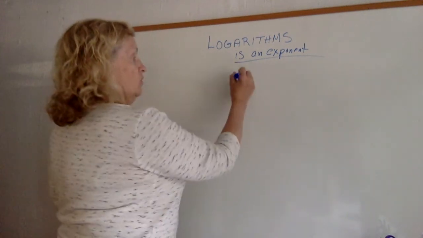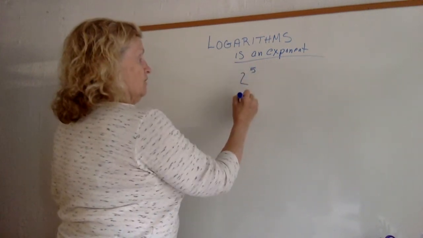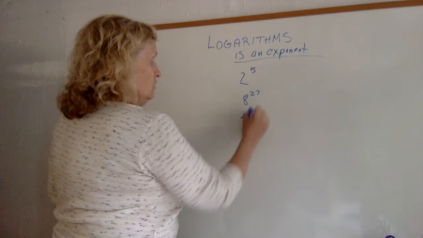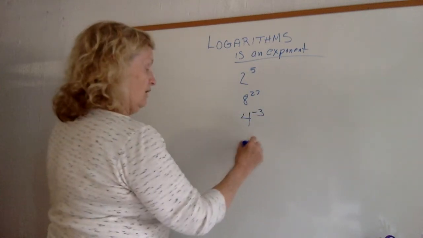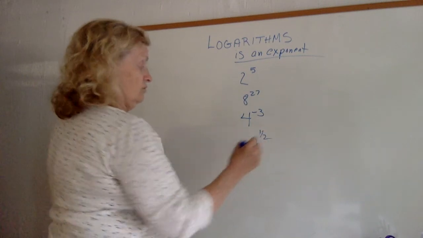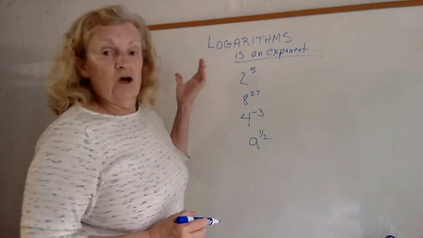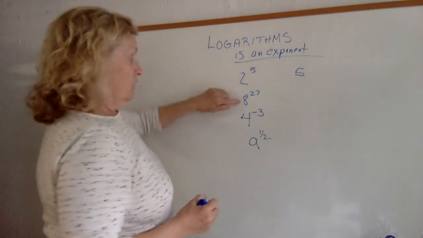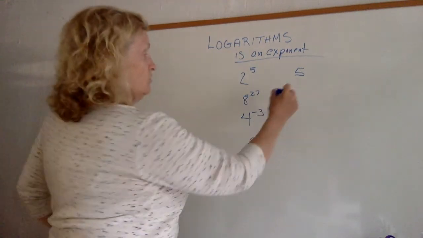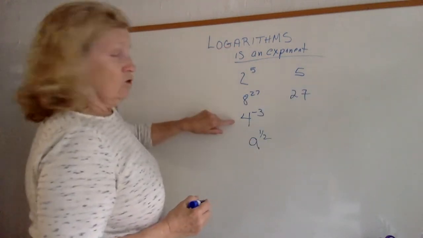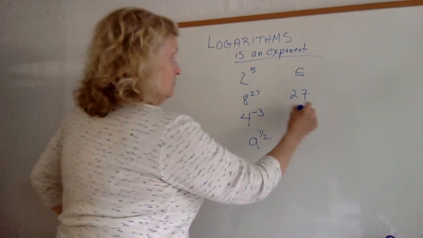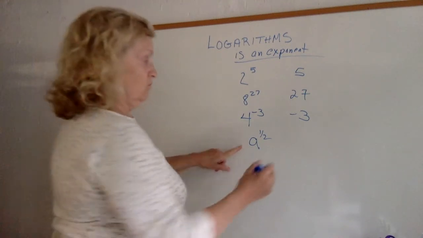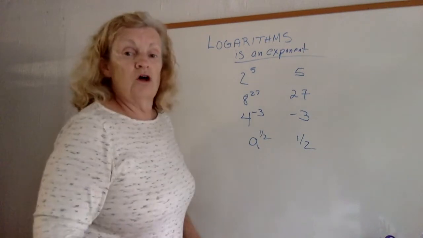So if I said the following problems, if I have 2 to the 5th, 8 to the 27th, 4 to the negative 3, and a to the 1/2, what's the logarithm? The logarithm in this problem, 2 to the 5th, is 5. In this problem, 8 to the 27th, it is 27. The logarithm in 4 to the negative 3 is -3. And in the problem a to the 1/2, the exponent, the logarithm, is 1/2. So that's all a logarithm is.